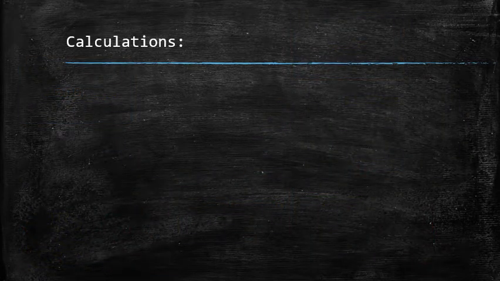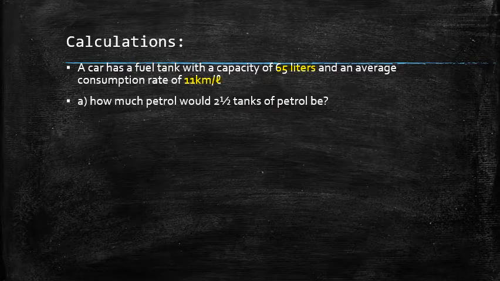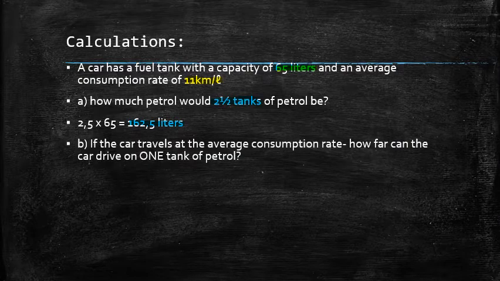If we start looking at some calculations, let's read the question. If we look at what is important, I would say the 65 liters is important, and the consumption rate of 11 kilometers per liter will be important. So, how much petrol would 2.5 tanks of petrol be? So one tank was 65 liters, so therefore 2.5 times 65 gives me 162.5 liters.